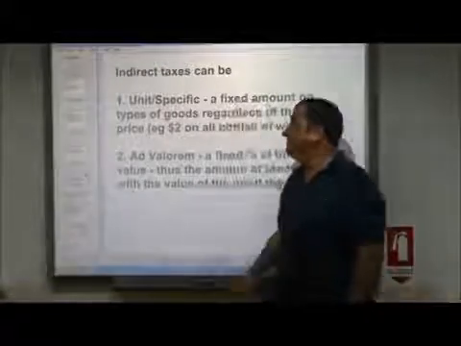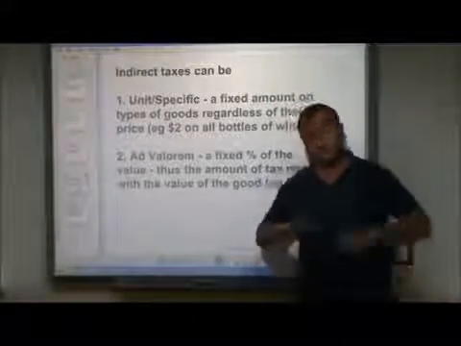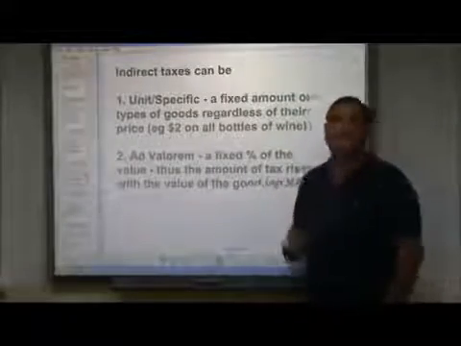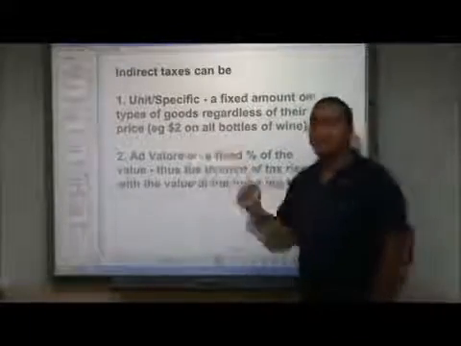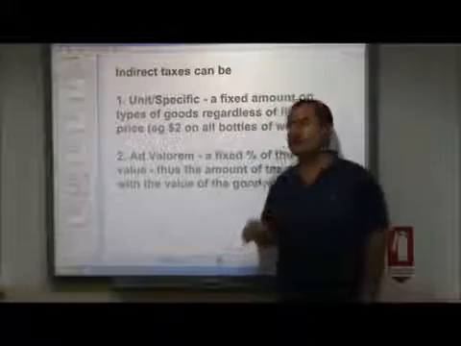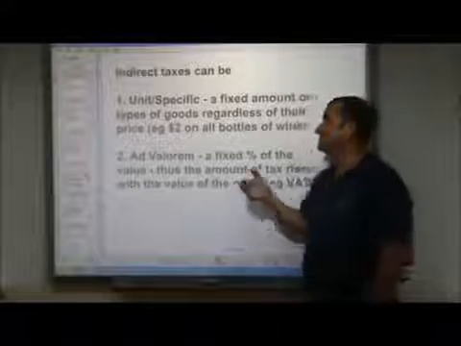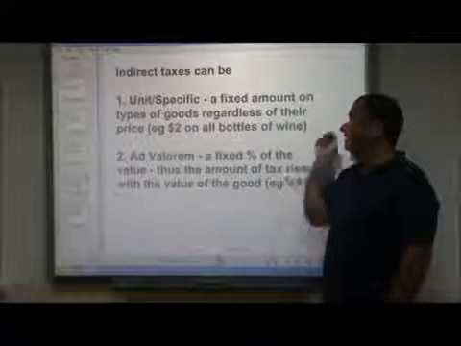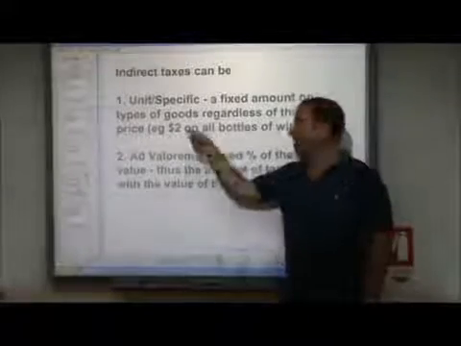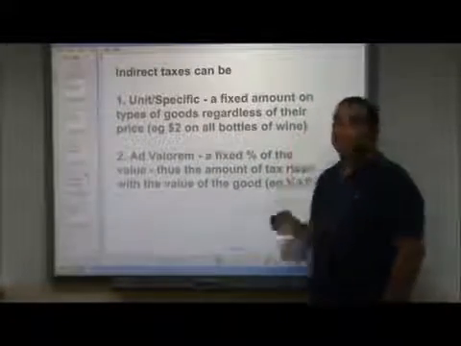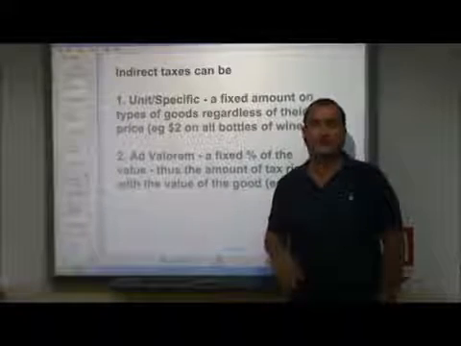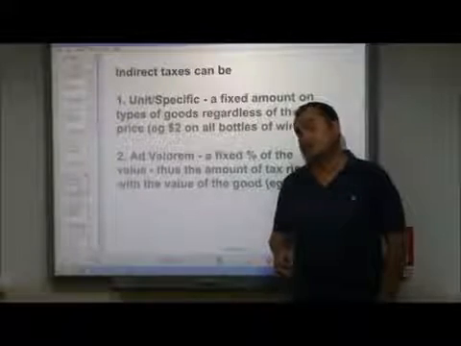Okay? So, now we subdivide indirect taxes into two types of taxes. Unit and specific taxes and ad valorem taxes. Here's the definitions for these two types of indirect tax. Unit or specific tax is a fixed amount of money on types of goods regardless of their price. So if the government puts a $2 tax on all bottles of wine, whether that's a cheap bottle of wine or an expensive bottle of wine, that would be an example of a unit tax.